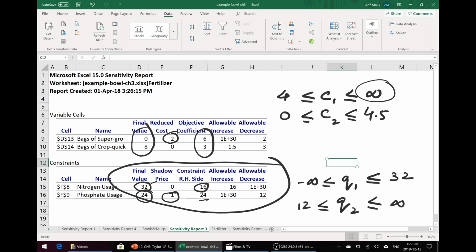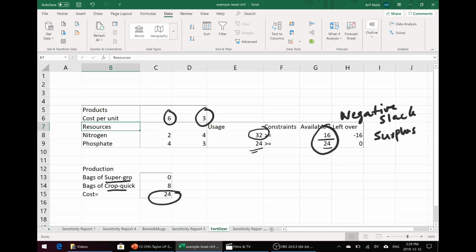On the other hand, we have the quantity on the right hand side of phosphate. We have 24, and we can keep increasing if the requirement is more, let's say 30, 100, whatever. This shadow price will be valid there. All right, so this is about the fertilizer here. Okay, I think I can stop it here for a while.